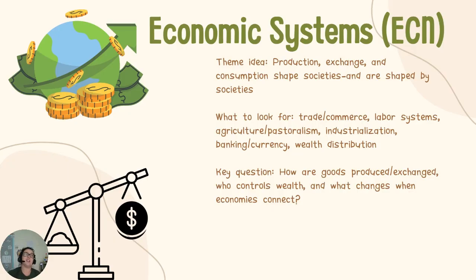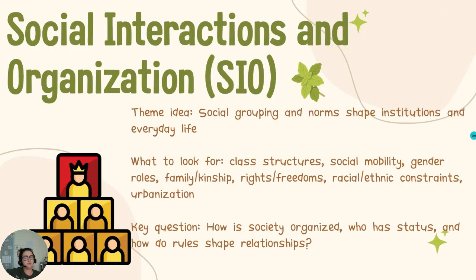It's really just looking at the production, exchange, and consumption and how they shape society and how society is shaped by that consumption. You're going to look for trade, agriculture, wealth distribution. Key questions: how are goods produced and exchanged? Who controls wealth is a big one. And what changes when economies are connected?